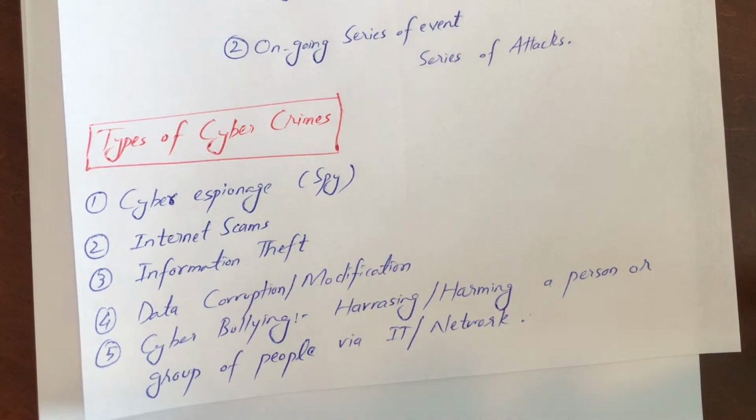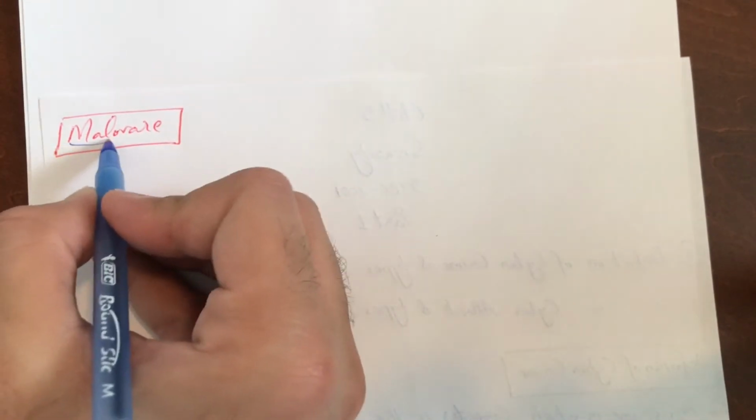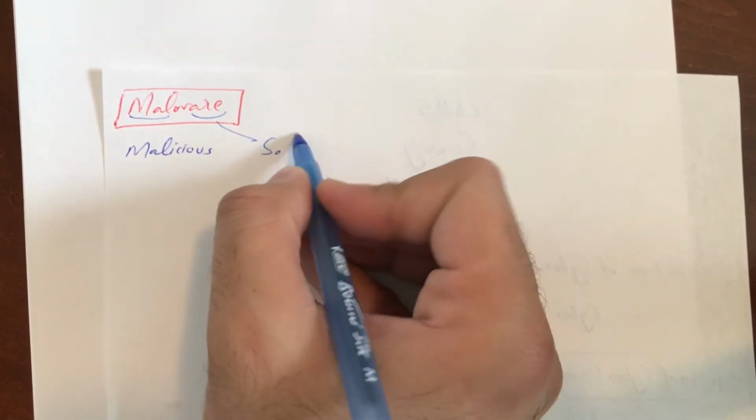And again, cyberbullying is punishable; we have the same laws and the same punishments as for other cybercrimes. Next is malware. Malware is a short form for malicious software. If you see, mal is taken from malicious, while ware is taken from software. So the full form of malware is malicious software.